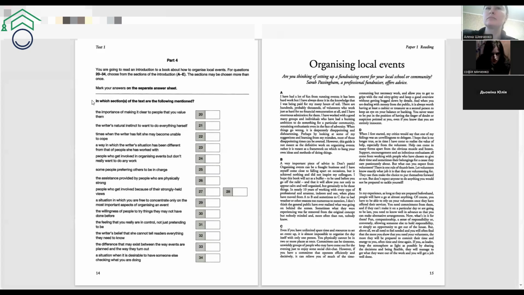Um, the assistance provided by people who are psychically strong, people who get involved because of their strongly held wives, the situation in which you are free to considerate only on the most important aspects of organizing an event, the violence of people to try things they may not have done before, the feeling that you really are in control, not just pretending to be. The writers believe that she cannot tell readers everything they need to know. The difference that may exist between the way events are planned and the way they turned out. A situation when it's desirable to have someone else checking that you are doing.